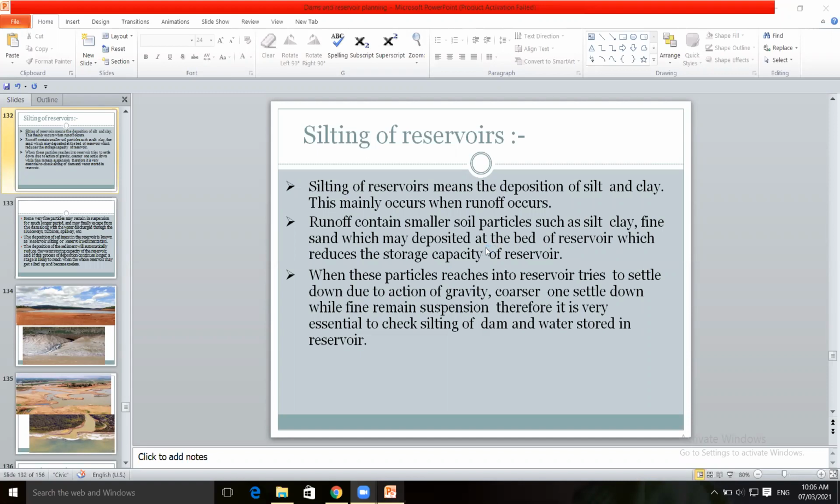The heavy particles or larger particles will settle down due to gravitational force, while some fine particles remain in suspension at the water surface. So this process of deposition of silt and clay at the bottom of the reservoir, at the bed of the reservoir, is known as silting of reservoir.